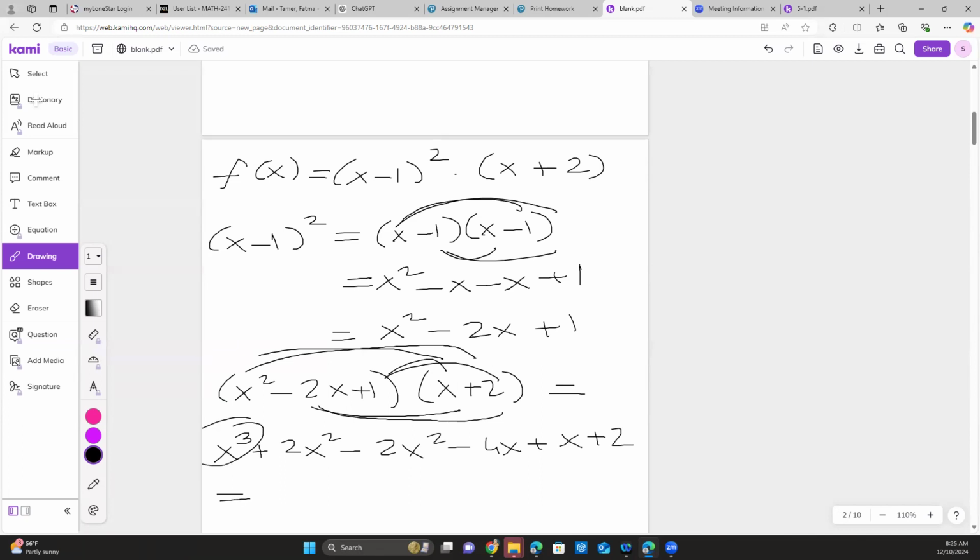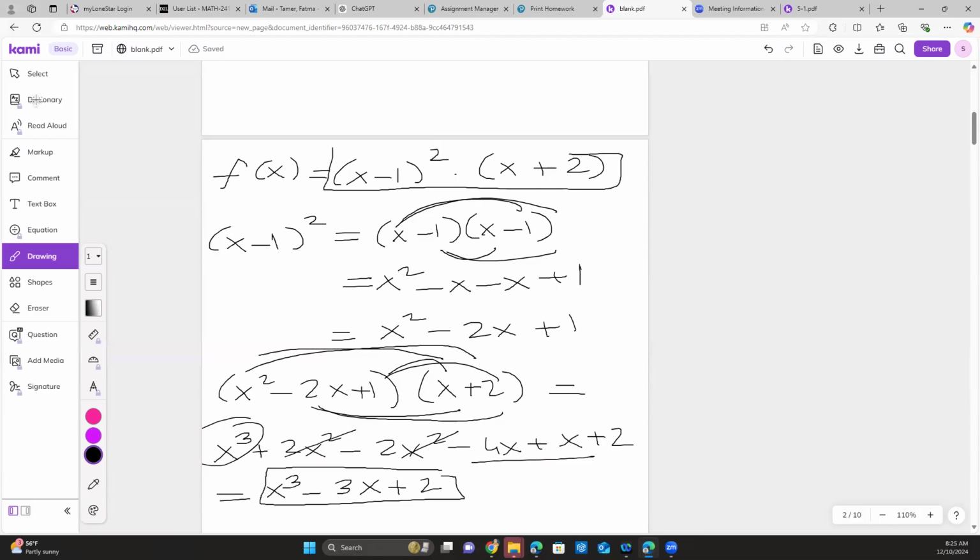So we're going to get x cubed here. And then this and this happen to cancel out. And when I combine the negative 4x and positive 1x, that's a negative 3x plus 2. So if I graph x cubed minus 3x plus 2 using a calculator, it will be the exact same graph as graphing (x - 1)^2 times (x + 2).